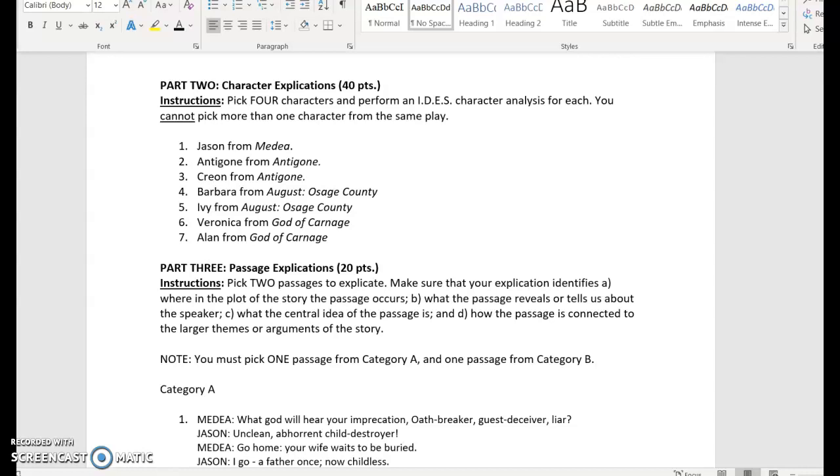And the other thing that I want to mention with regard to part 2 and with the IDES formula is the following. Remember that identify has to do with establishing whether the character is a major character, a minor character, a protagonist, an antagonist, a flat character, a round character, etc. You can also even establish who the character is in relation to the other characters in the play.